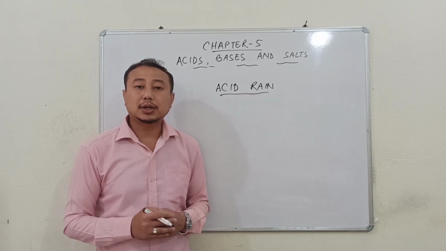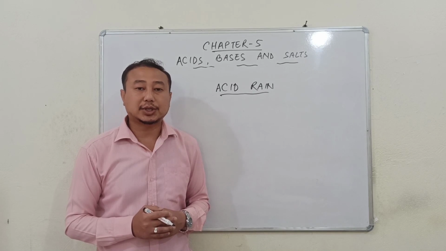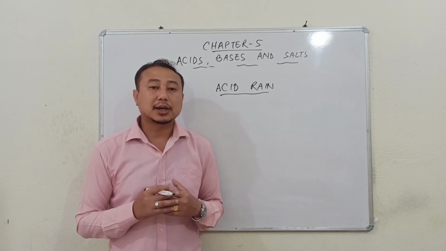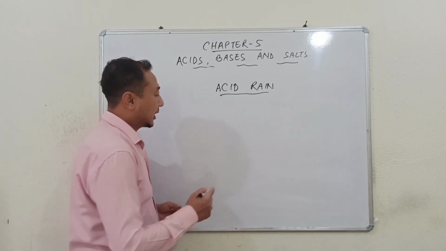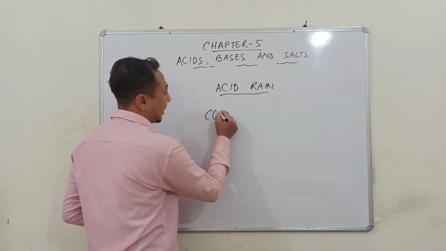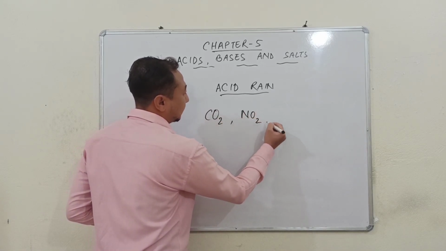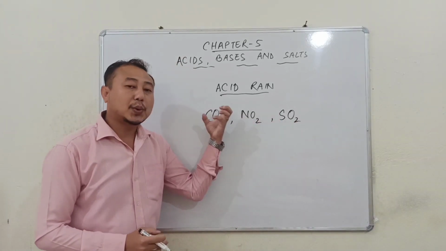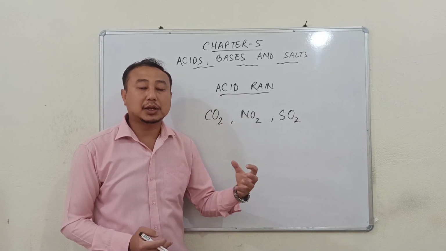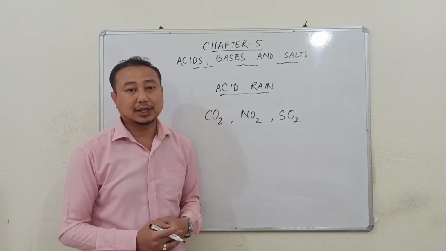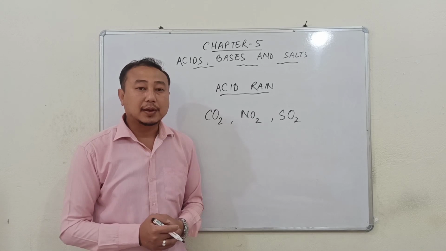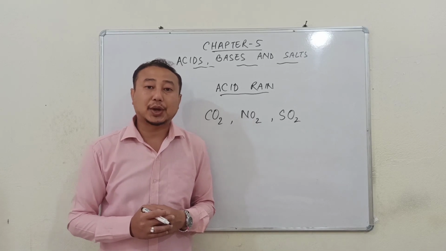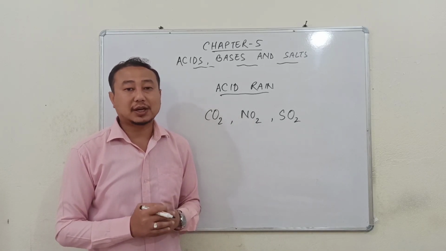Acid rain actually is the turning of neutral rainwater into acidic nature. In the atmosphere, due to the increase in pollution, certain gases are mixed with it. Some of the important gases that cause acid rain are carbon dioxide, nitrogen dioxide, as well as sulfur dioxide. These gases, when they are produced from the industries or from vehicles or from other human activities, mix with the atmospheric air. When mixed with the atmospheric air, they come in contact with the water vapor present in the atmosphere and get converted into their respective acids.